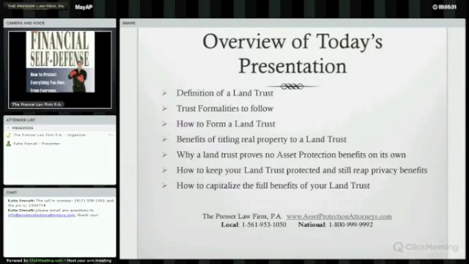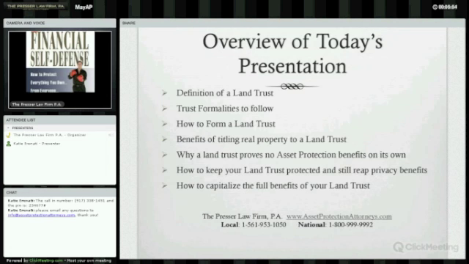To get started, we're going to talk today about land trusts. And we'll talk about today the definition of a land trust. We'll talk about the basic formalities to follow when forming a land trust. We'll talk about how to form a land trust. Of course, the benefits of titling real property, real estate to land trust. Why a land trust proves no asset protection benefit on its own.